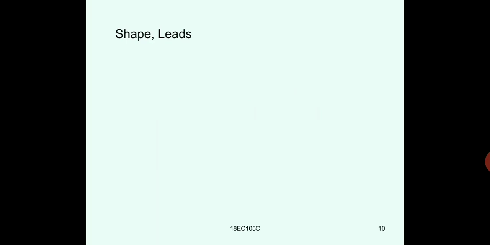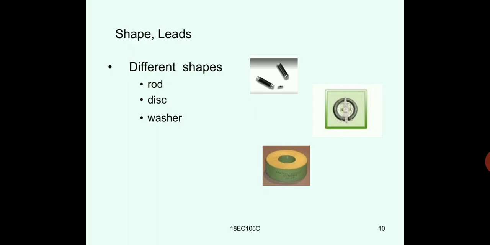Okay, now let us see the different specs, that is about the shape and the leads. There are different models available for different applications, like different shapes. So you can have some rod type, disc type, and washer type. The first one is rod type, the middle one is a disc type, the third one, yellow color, is a washer type. The different leads available are axial, radial, or lugs.